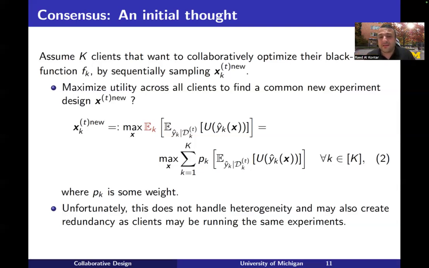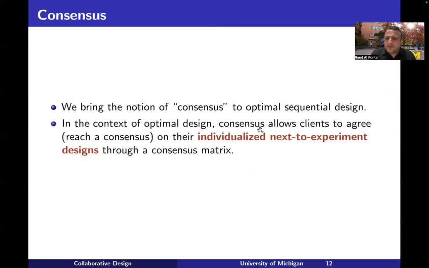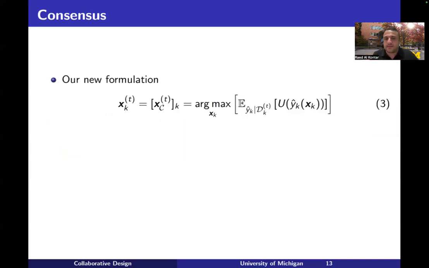And specifically, another challenge here is if we're trying to find one experiment that maximizes the utility, basically we're asking all the clients to do the same experiment. If they have commonalities, that's a lot of redundant effort. So what was our idea? Actually, our idea is very simple. We bring this notion of consensus to optimal sequential design or Bayesian optimization, okay? And consensus will help each client to collaboratively decide on their individualized, personalized next experiment.